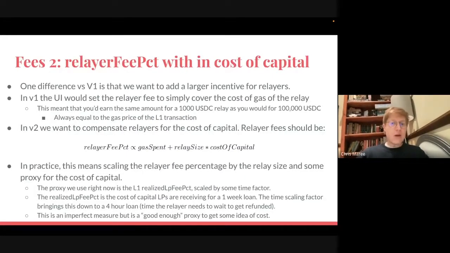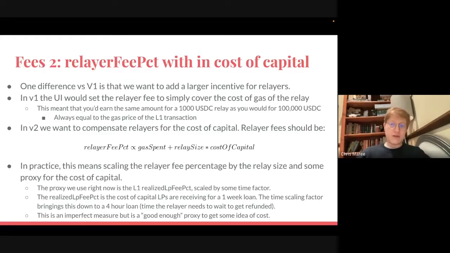We spoke about how it works earlier on, that there's only one number and that it is ignored in the case of slow relays, all of that. But let's talk about how this thing is scaled. In Across V1, we set the relayer fee percent to only cover the gas costs of a relay, right? i.e., a 1,000 USDC relay would cost the same as a 100,000 USDC relay in dollar terms. And that means that the profit yielded by the relayer is the same.